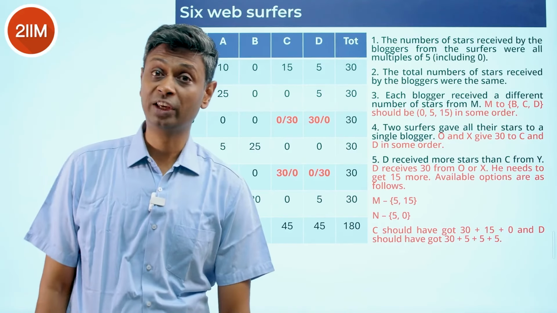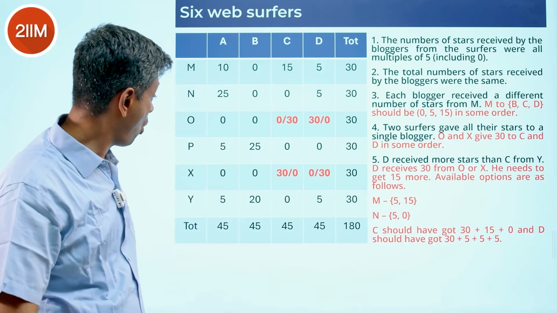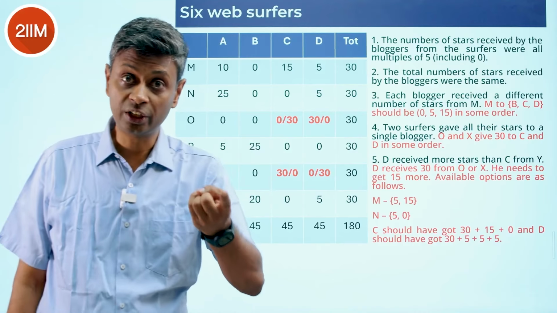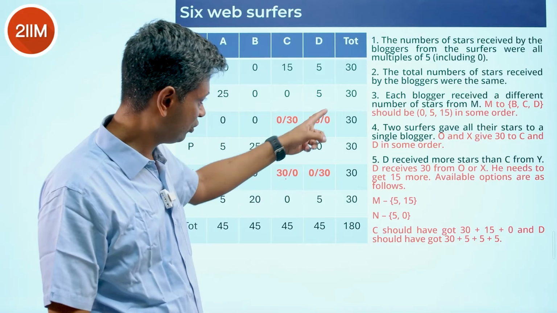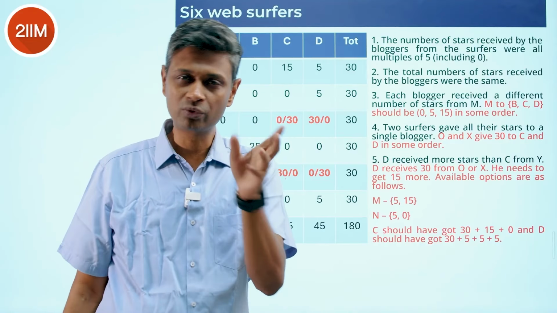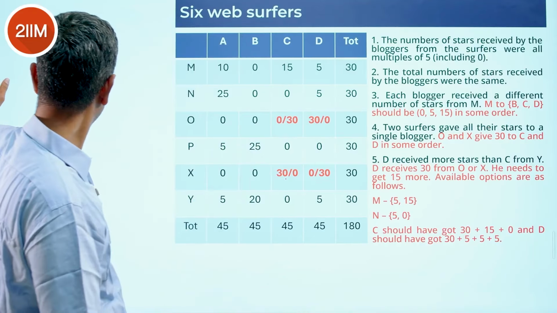That's it. This part we cannot resolve. We cannot say O and X, whom they gave the 30 to and who got 0. This could be 30 0, 30 0, or the other way around. If you know one of this, we can fill the other 3. Lovely. Now let's go to the questions.